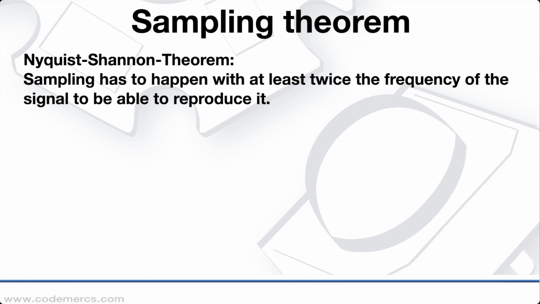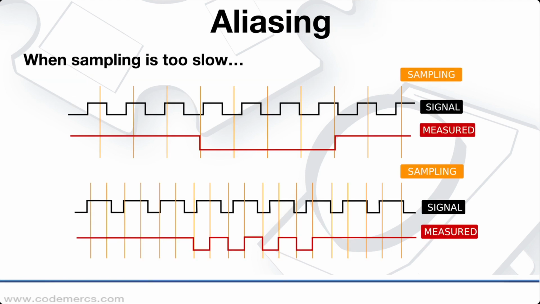The Nyquist-Shannon theorem defines that the sampling frequency has to be at least double the frequency of the signal to be able to reproduce the signal. When the sampling rate is too low, you get aliasing, which means the measured signal is not reproducing the actual signal. These two examples here show what can happen if you have a way too low sampling rate or just a little bit too low sampling rate. You get wrong frequencies or you miss pulses.